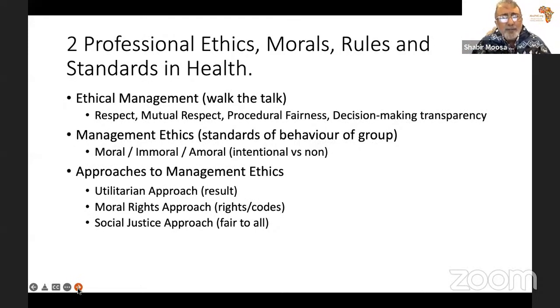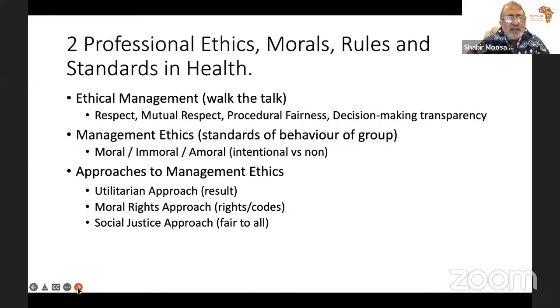So in terms of a continuation of that, in corporates, ethical management is often about walking the talk. And I think these concepts that are mentioned about mutual respect between the employer and the employee, the procedural fairness, and the way in which decision-making is done, in the transparency particularly of it. So it's about the procedures being right and transparent.